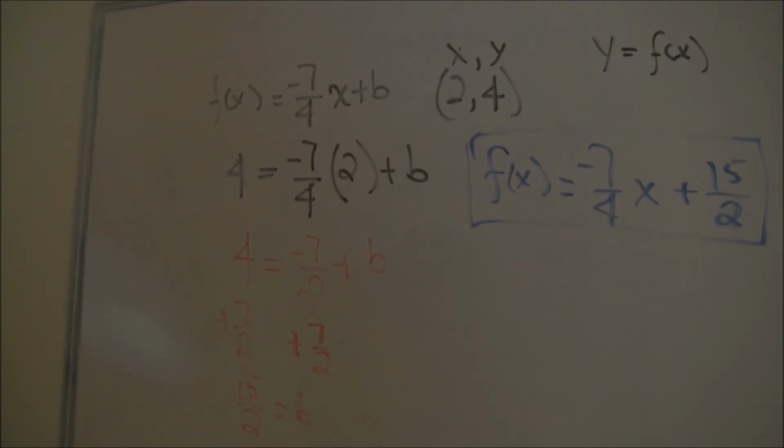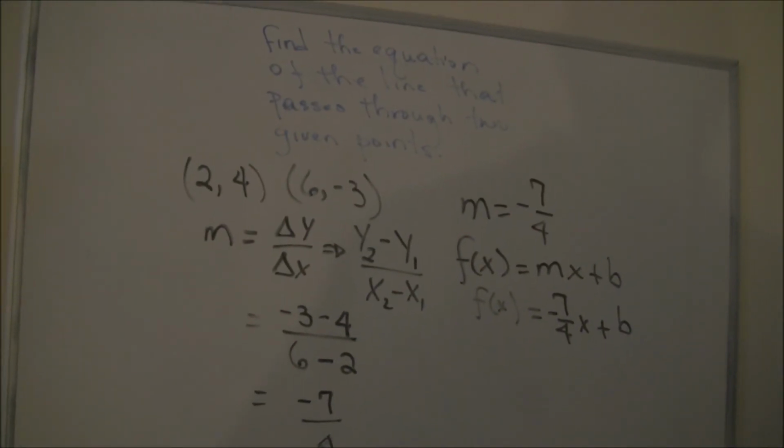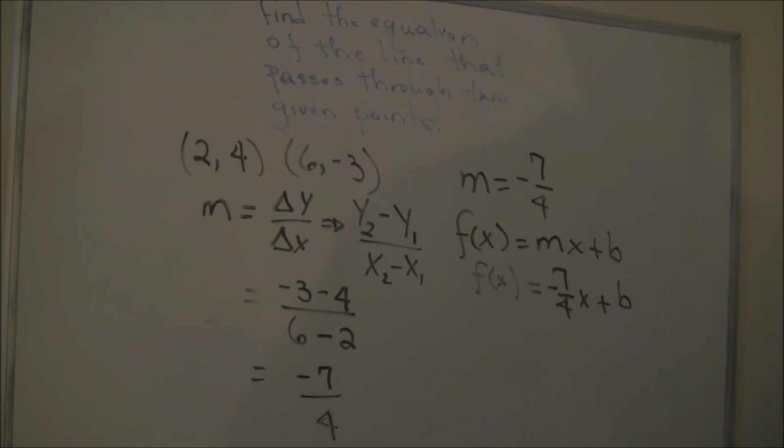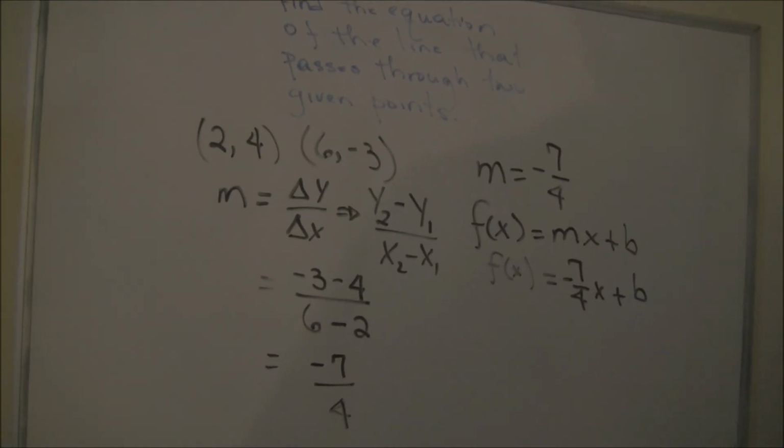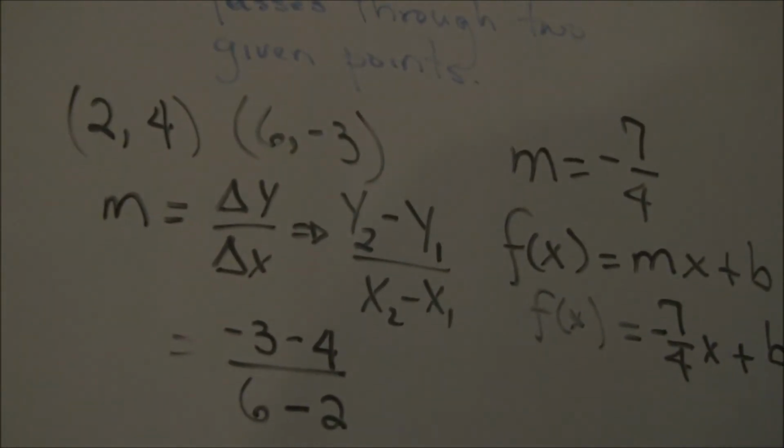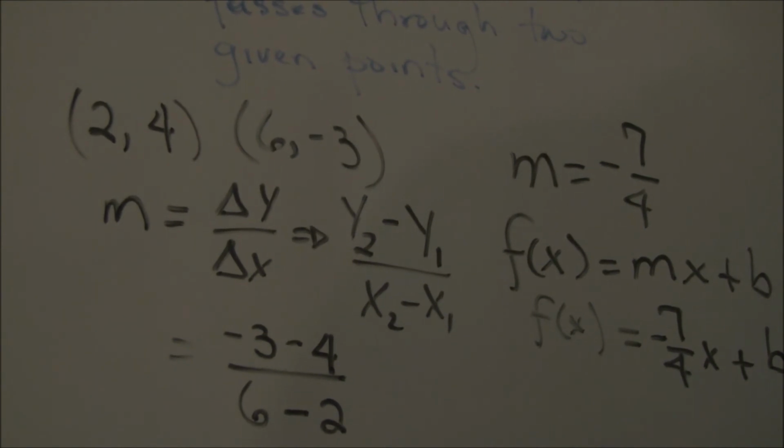Let us go over it again. To start with, we have 2 points. 2 points were given, and they were 2, 4 and 6, negative 3.